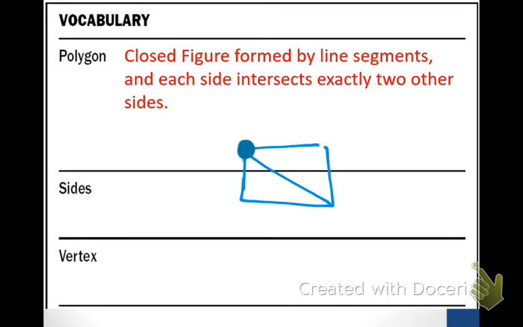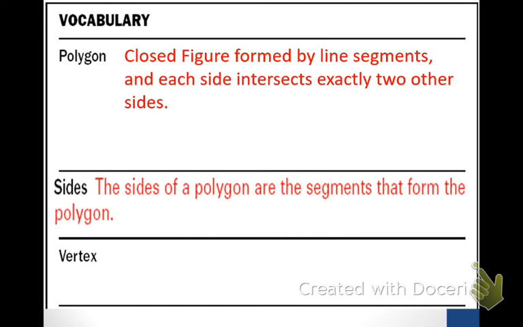So it's a polygon. What I want you to write about the sides are line segments. The sides are line segments. You can just write that. The sides are line segments.